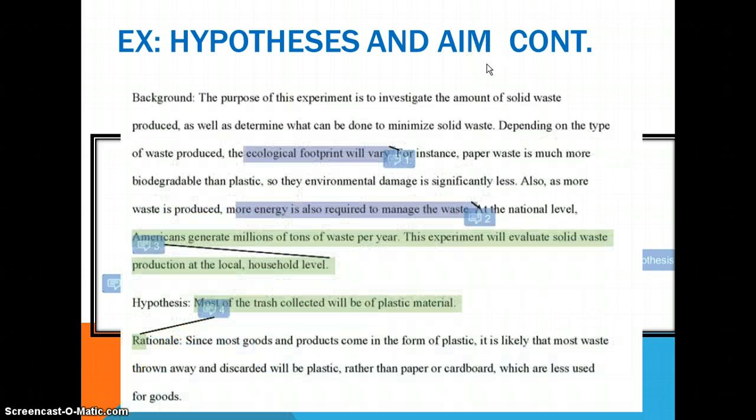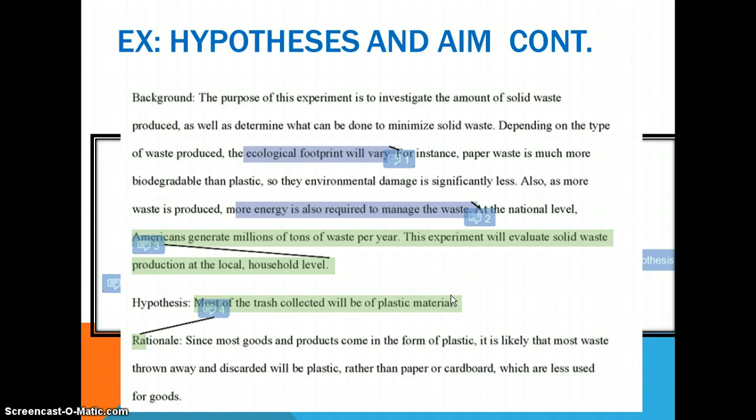Here's another strong example that you should read over by pausing. Do notice that this hypothesis is not as strong as the rest of this because it is a little overly general. I should have a little bit more information in there about what I'm comparing plastic to.